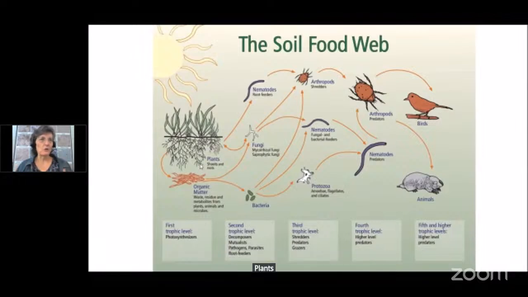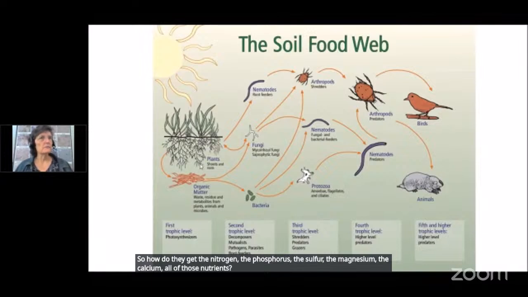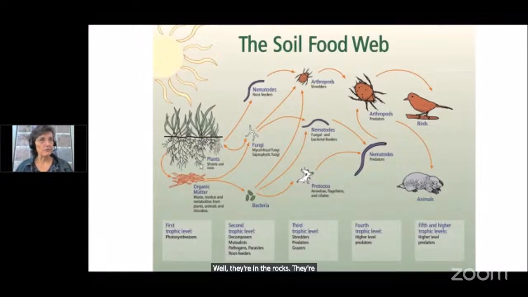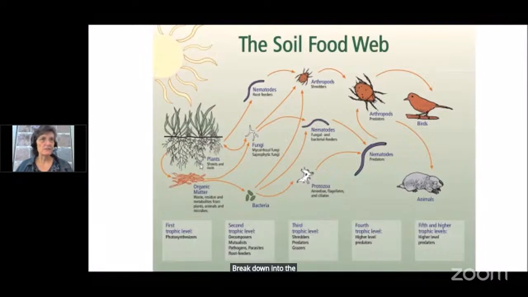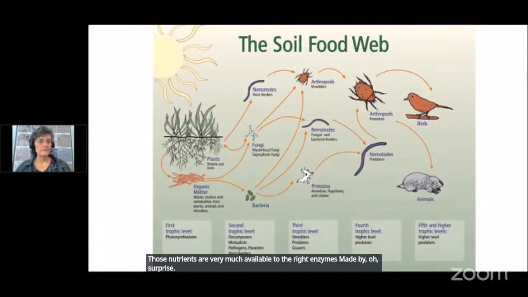Plants can't grow on sugar alone, just like we can't grow on sugar alone. So how do they get the nitrogen, the phosphorus, the sulfur, the magnesium, the calcium, all of those nutrients? Well, they're in the rocks. Those nutrients are in the pebbles. They're in your bedrock. They're in the boulders. And as your parent material, the boulders, the rocks, break down into the different size fractions of sand, silt, and clay, those nutrients are very much available to the right enzymes made by, oh surprise, bacteria and fungi.